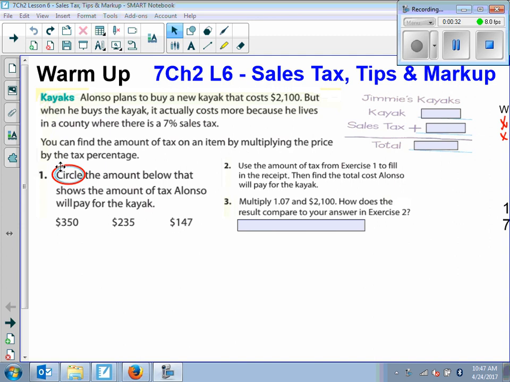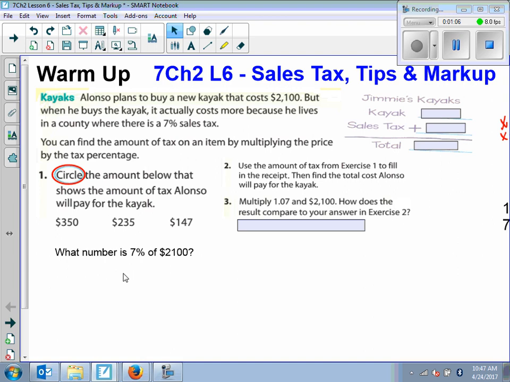Number one says you can find the amount of tax on an item by multiplying the price by the sales tax. Here, the sales tax is 7%. The cost is $2,100. If I wrote my what number is question, that would be what number is 7% of 2,100. So this shows you why you can just multiply the tax percentage times the amount.